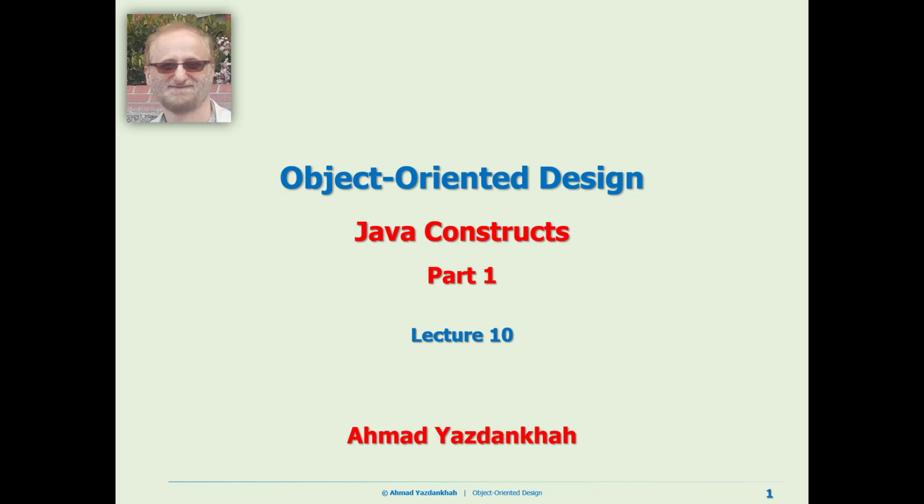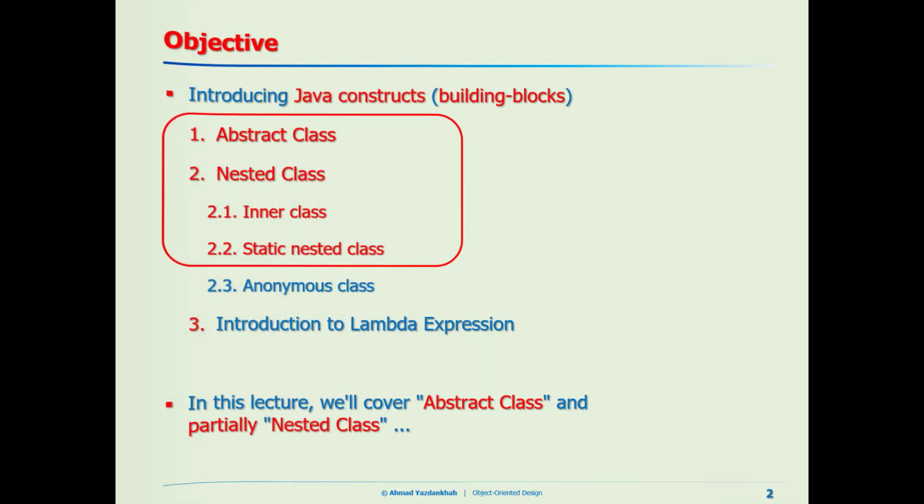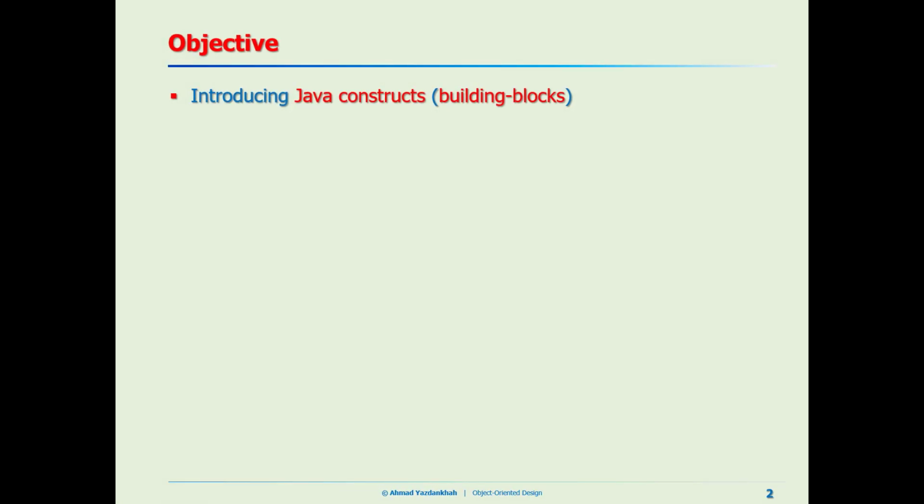Hey guys, in this lecture I'm going to talk about Java constructs. Java constructs are some building blocks of Java. So far we have learned some of them. We started with Java objects, which are the main building block of Java, and also we learned class as the abstraction of similar objects, and also we learned interface in the previous lectures.